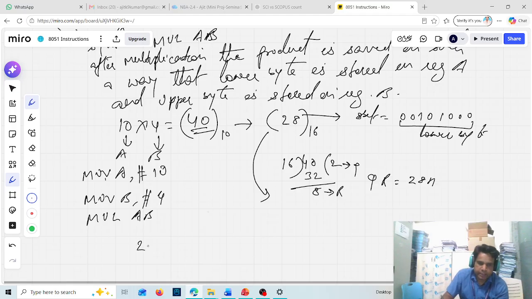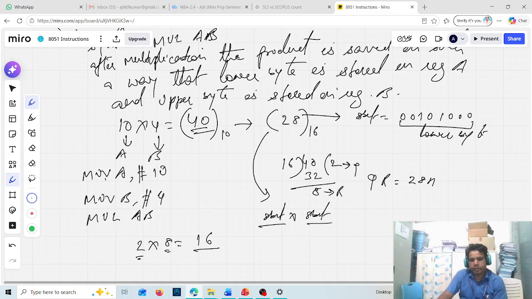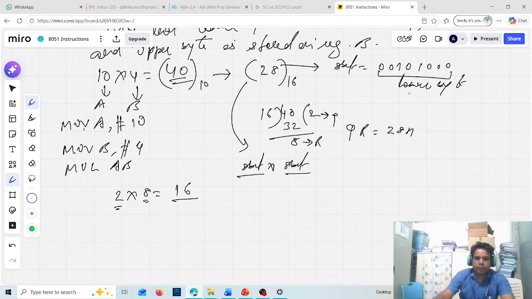Suppose that you are multiplying 2 into 8 in decimal, so you are getting the product 16. Now you can see this is a single digit, this is a single digit, but the product is a double digit number. Similarly, when you multiply 8 bit into 8 bit, because in the microcontroller these things are done in binary form, the product could be 16 bit.